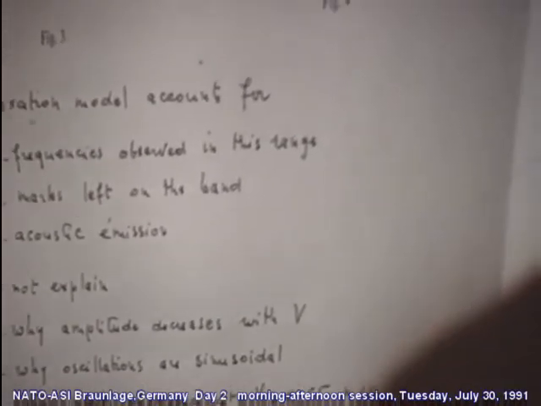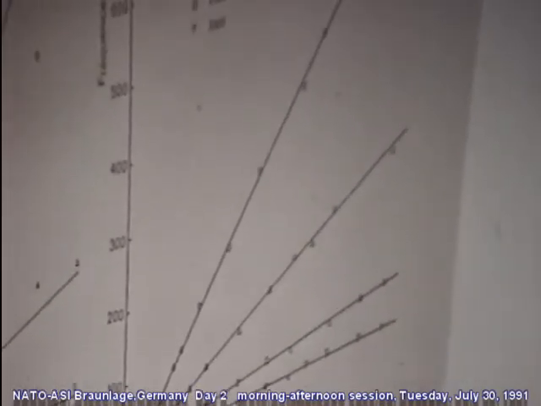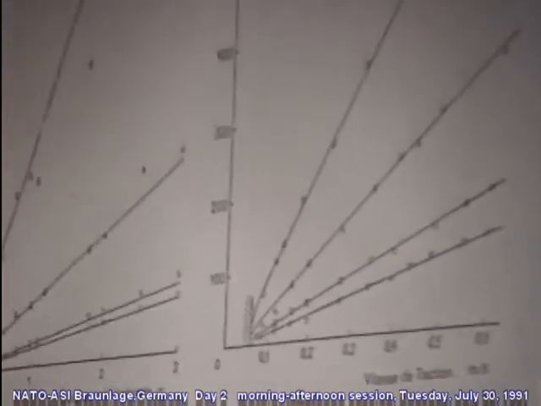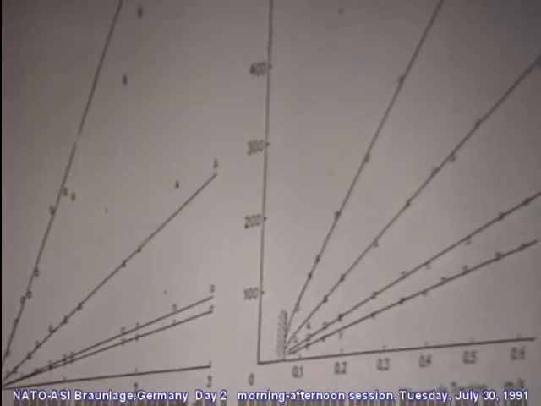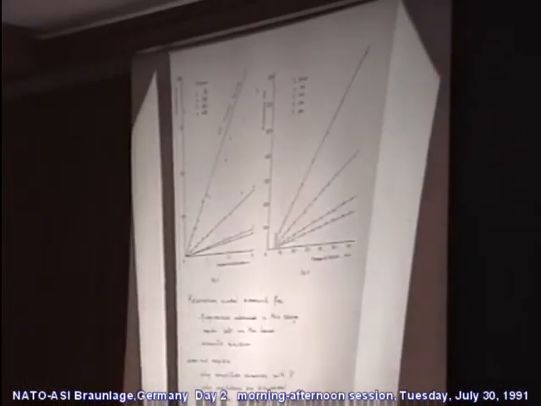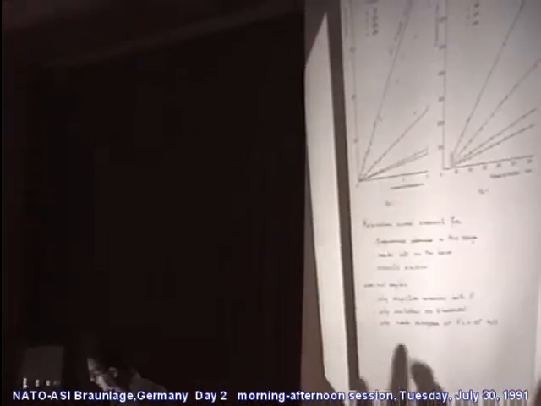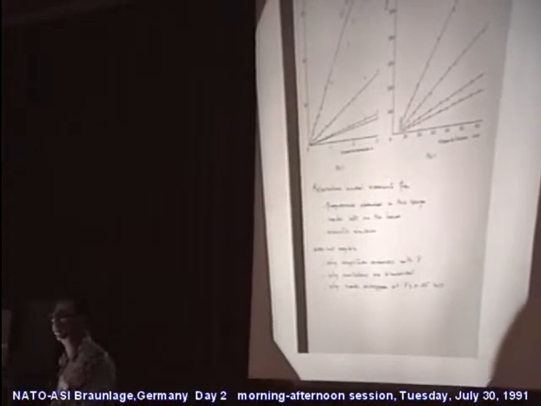However, this very simple model does not explain why the amplitude of oscillation decreases with the imposed velocity, and why oscillations are sinusoidal. From this model, you must have relaxation of oscillation. And why we have observed that marks disappear above a critical velocity.